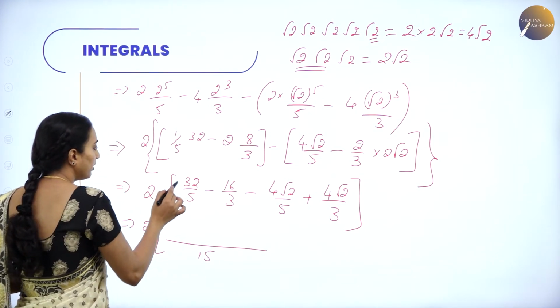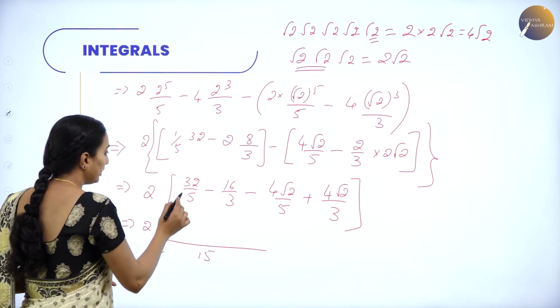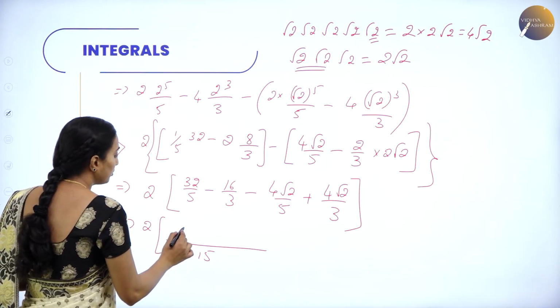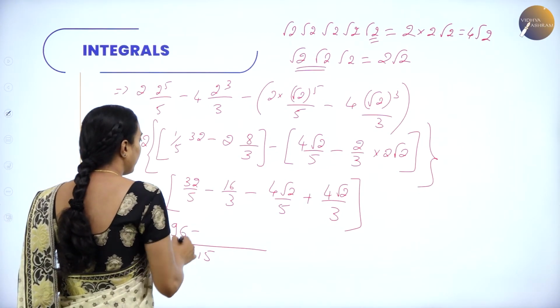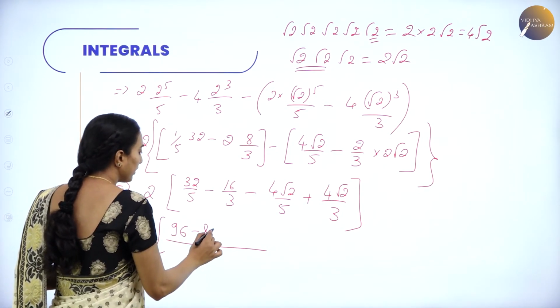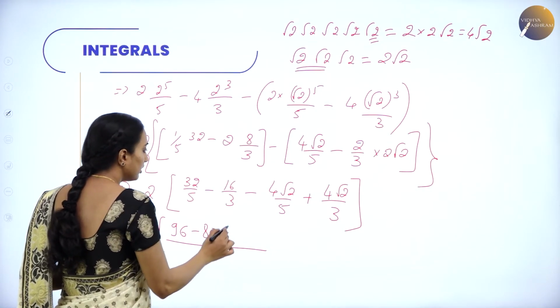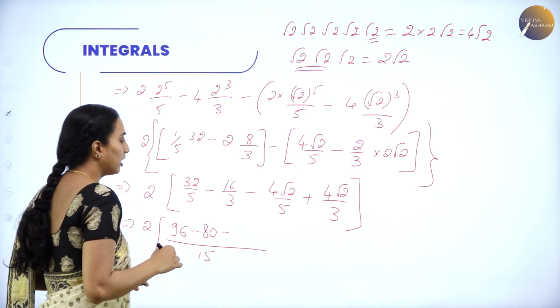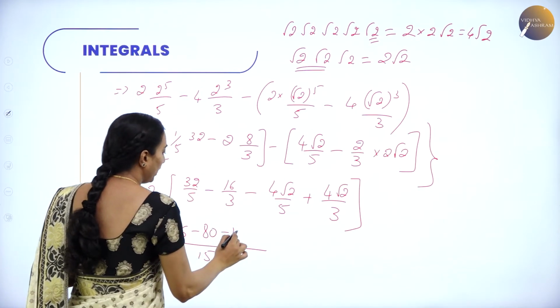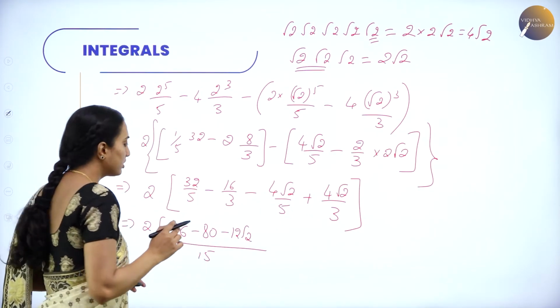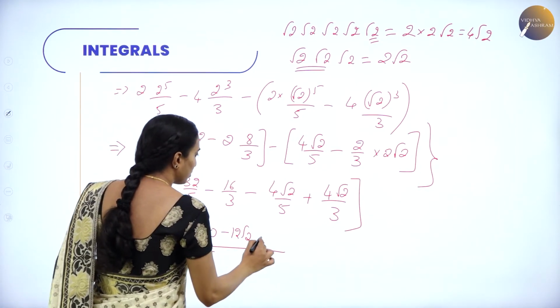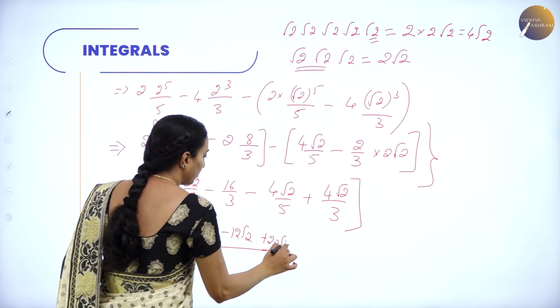So you can have 5 3s are 15, which you can get as 3 root 2 into 2 is 2, 3s are 6, 3 3s are 9, right? Minus, here 16 5s are 80 you can have, minus 3 4s are 12 root 2, again 5 4s are 20, right? So plus 20 root 2.